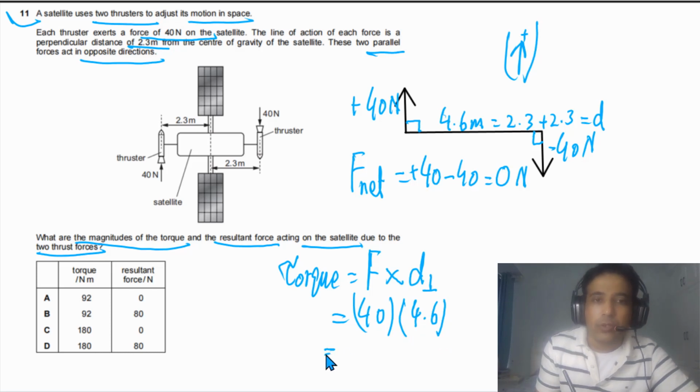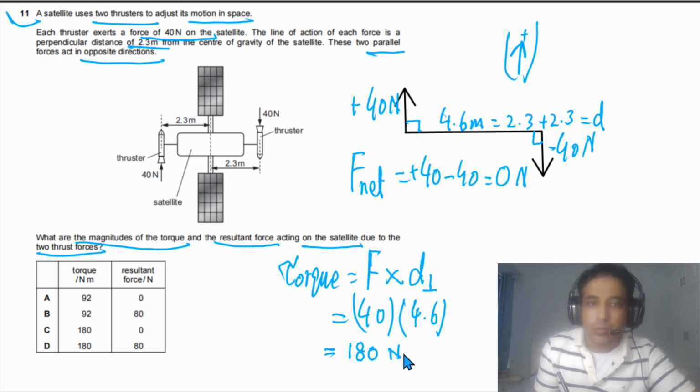Now if we solve this up to 2 significant figures, our answer will be equal to 180. You will get an answer in this case that is a little greater than 180, but if you write that down up to 2 significant figures, you will get 180.